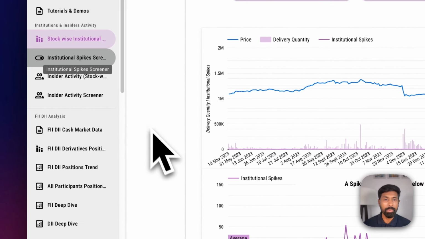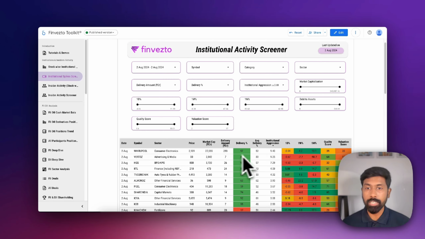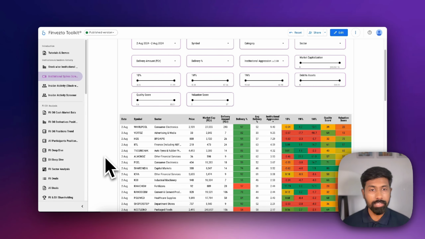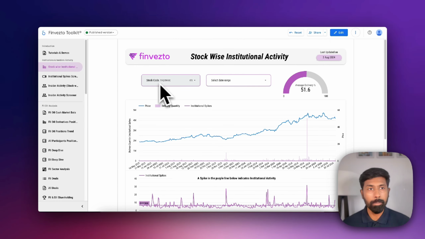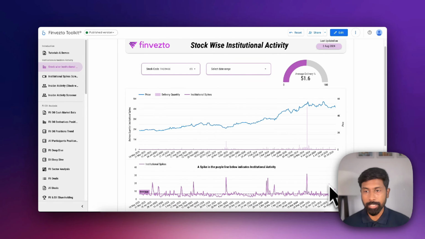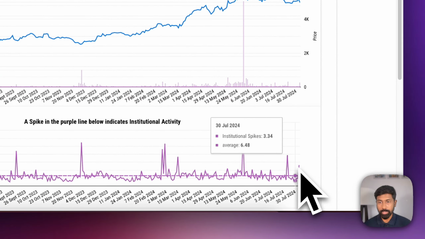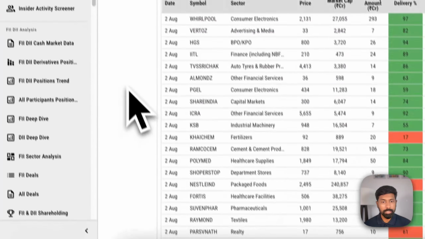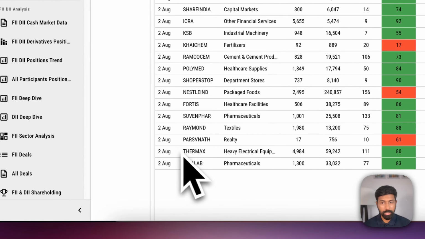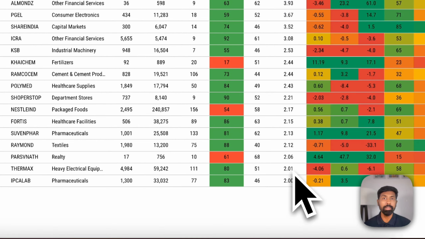So let me go back here. Whirlpool saw significant institutional activity and the number is quite high. You can likewise see other stocks which witness significant institutional activity. I've also loaded Thermax for you. Thermax also faced significant institutional activity on August 2nd. You can see the spike here, and you can see the spike value in institutional activity. For Thermax, the spike value is 2.01.